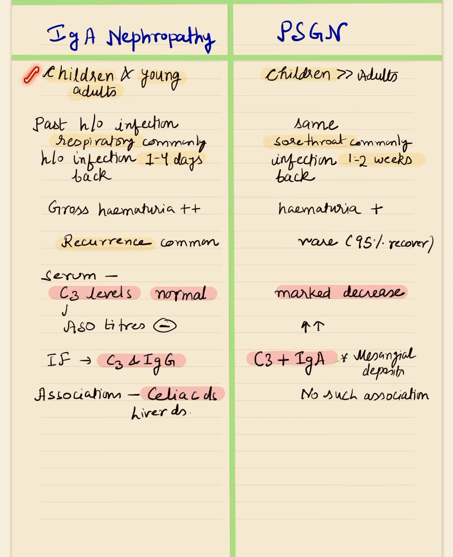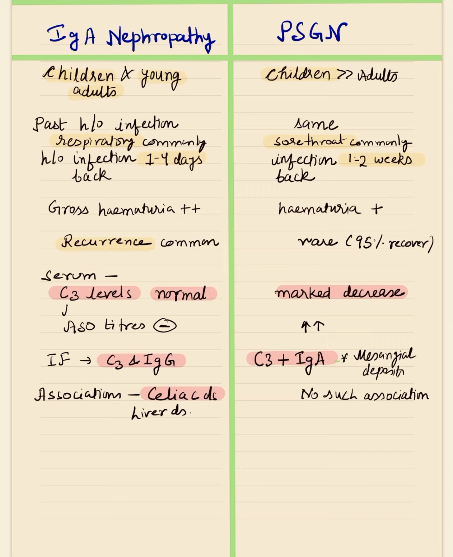IgA nephropathy can be seen in both children and young adults, while PSGN is more commonly seen in children as compared to adults. So the history will commonly be given in children in PSGN, while in IgA nephropathy the history in the question can be in children as well as young adults. Second, there is a past history of infection in both these conditions. That is why it is important to differentiate between these two.